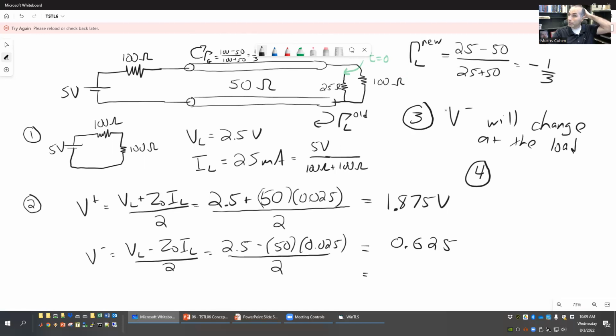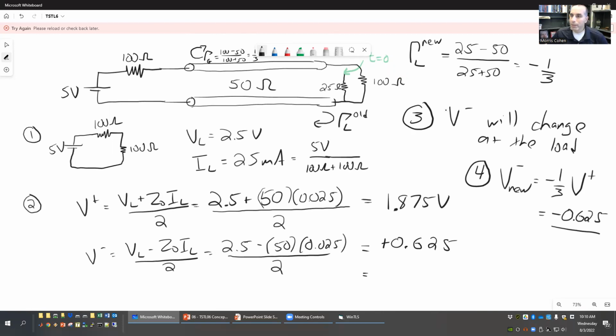Right, so the new reflection coefficient is negative 1/3, which means the new value of V negative will be equal to minus 1/3 times our V positive. And V positive was 1.875. So the new value of V negative is going to be minus 0.625, right? The value was positive 0.625, and the moment we flip that switch, it's going to become negative 0.625. All right, so that's step 4.